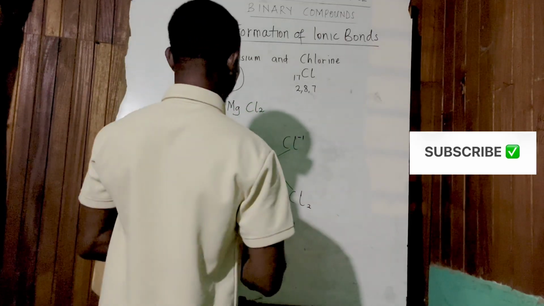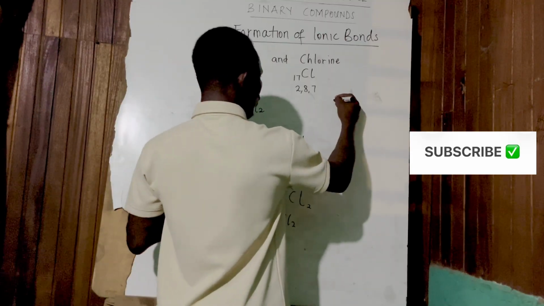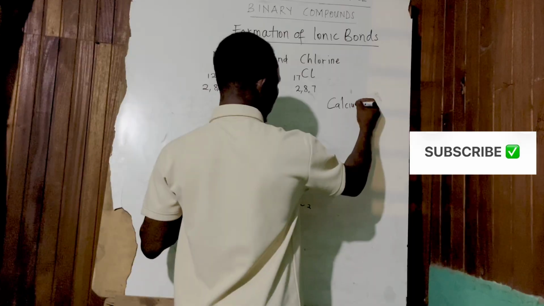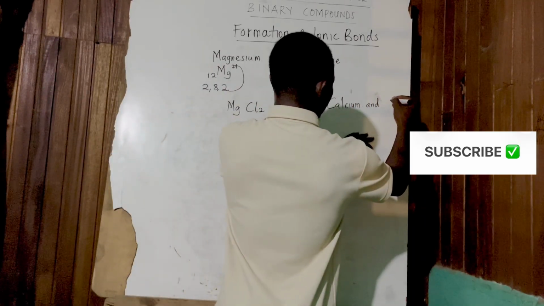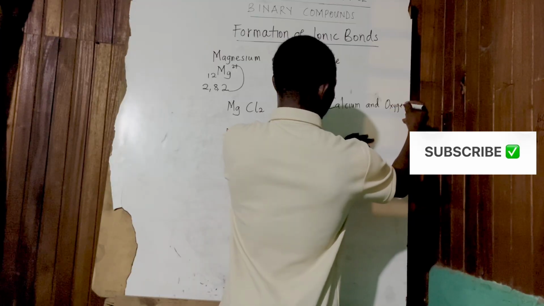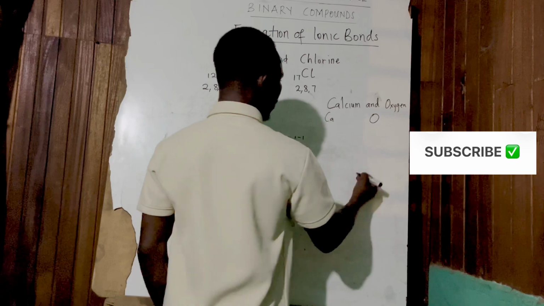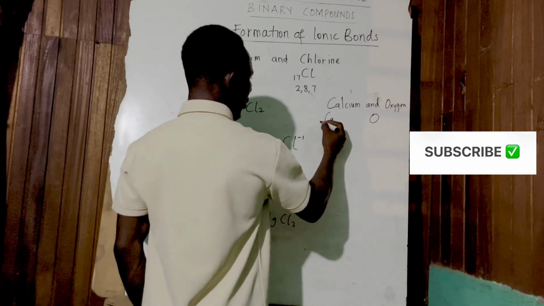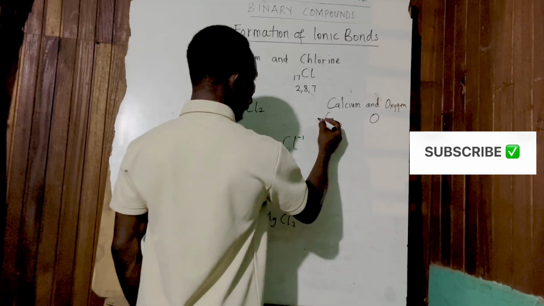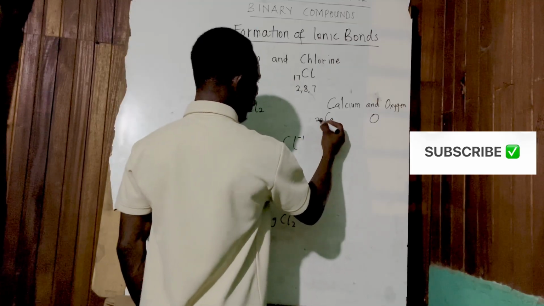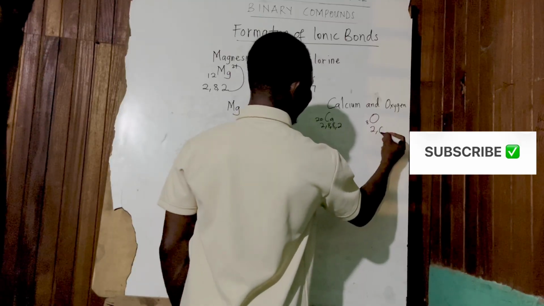Let's take another example. If I have calcium and oxygen, calcium Ca, oxygen O, which is 2, 8, 2, 8, 2. So it means it is having an atomic number of what? 20. Oxygen here is having an atomic number of what? 8. So 2, 6.